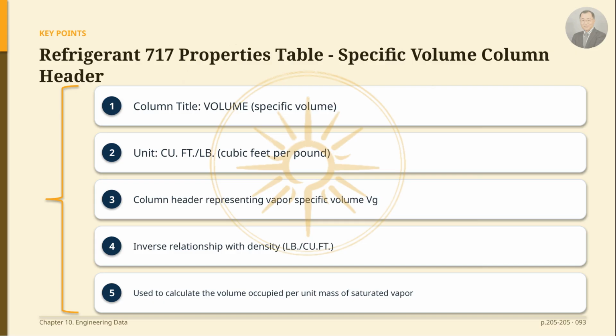This chunk introduces the part that defines the header for the specific volume column in the refrigerant 717 properties table. The column title is volume, meaning specific volume, and the unit is cubic feet per pound, ft^3/lb. This column represents the saturated vapor specific volume VG, which means the volume occupied per unit mass. Since it is the reciprocal of the density, lb/ft^3, we saw previously, you can immediately calculate one value if you know the other.